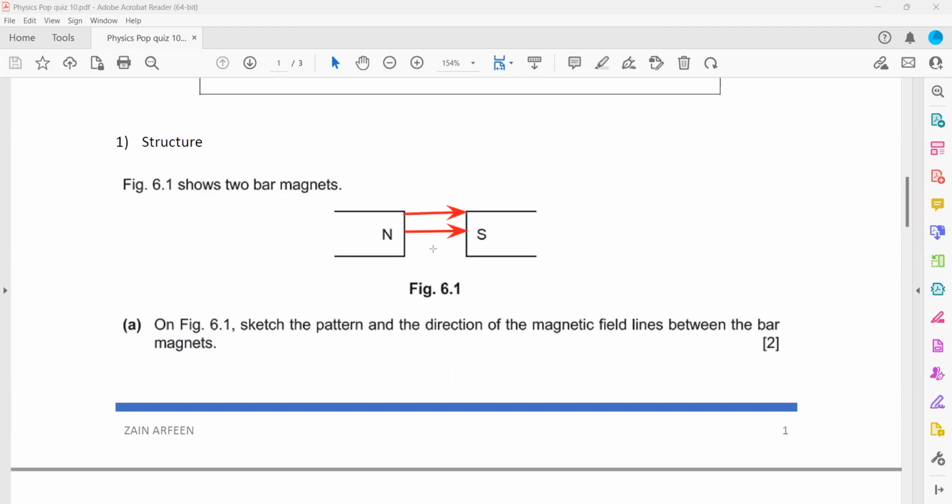If you're drawing two or three arrows, the lines between the poles should be parallel, showing a constant magnetic field, and around the poles, it will be curved. So one line is enough. Even if you draw one line, you will score the mark.